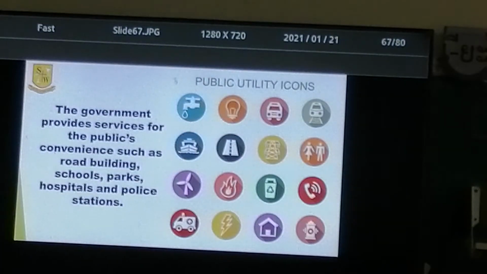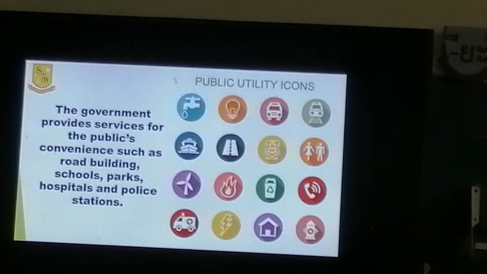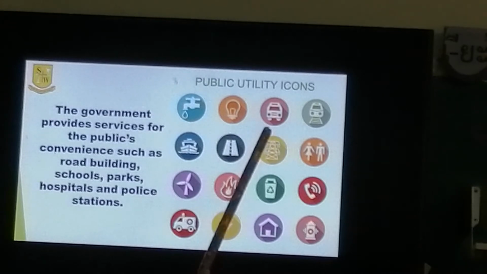So we have public utility icons. As you can see here, children, we have different icons. So these are the public utility. What do you think this is? Water? Yeah, it's water supply, electricity. We also have BTS, MRT, SkyTrain. Yeah, the government built that for the people.